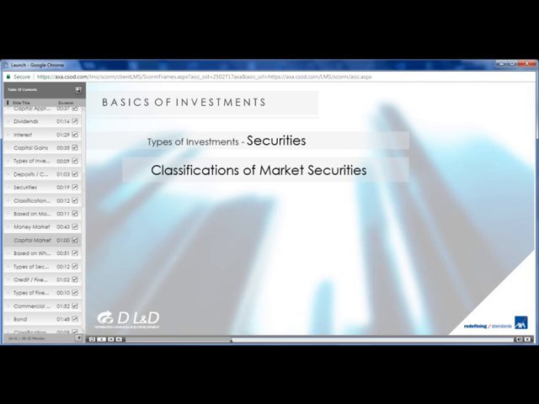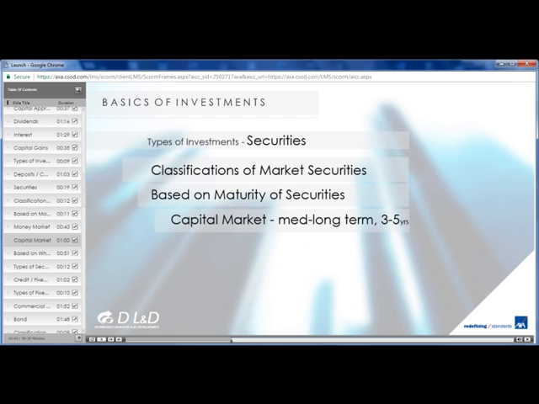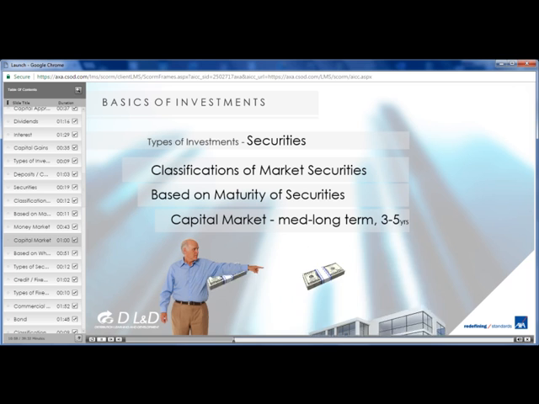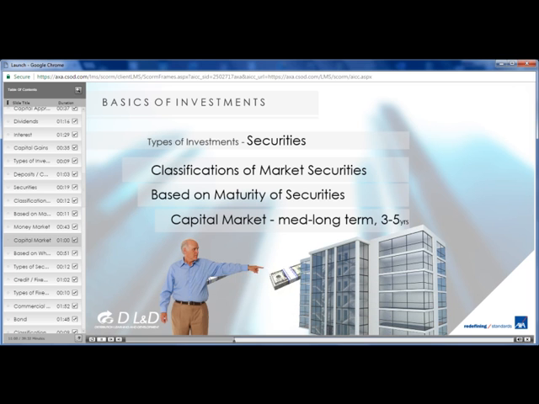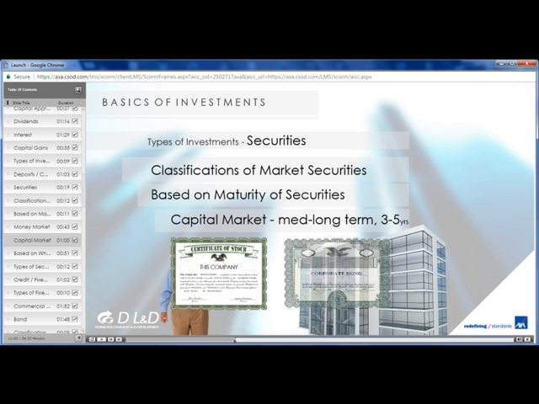Classifications of securities based on maturity. Capital markets. Defined as medium to long-term, 3 to 5 years and longer. Capital markets channel savings and investments between suppliers of capital like retail investors and institutional investors to users of capital, such as businesses, governments, and individuals. They do this by selling financial products like equity and debt security.